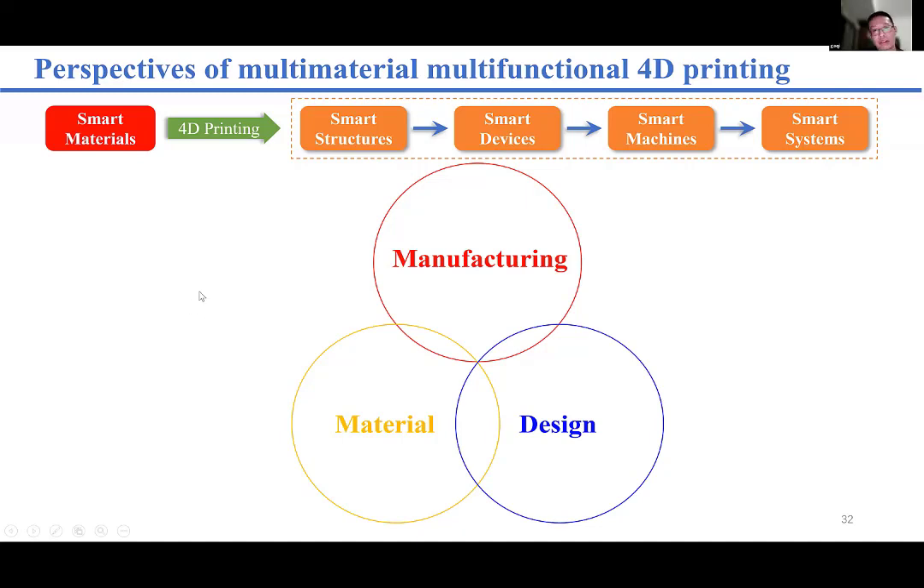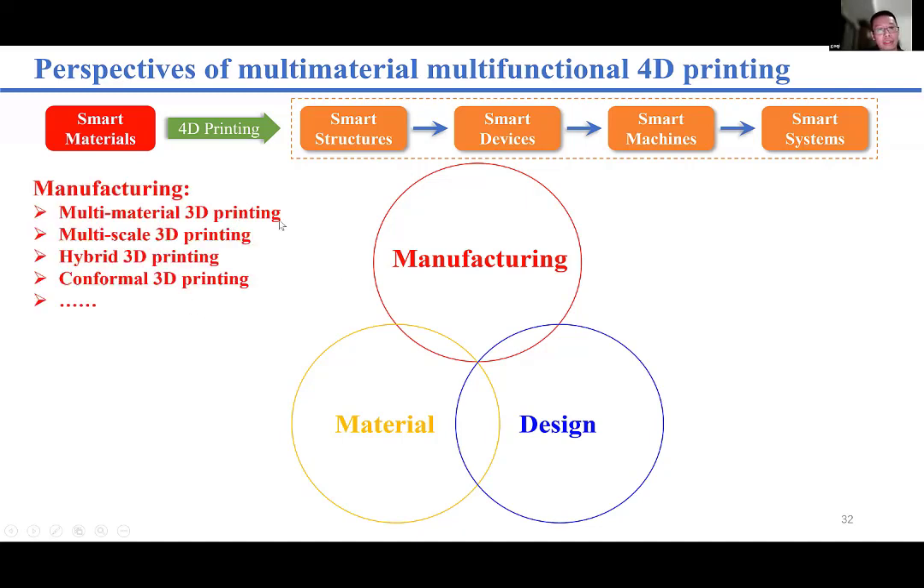One is manufacturing. Current 3D printing capability is still not enough. We need to develop more multi-material 3D printing capabilities. And also we want to have multi-scale 3D printing capability. We want to print a structure with very refined features, but the size is quite huge. And sometimes one 3D printing technology is only suitable for a few materials. For example, DLP is difficult for printing metal.